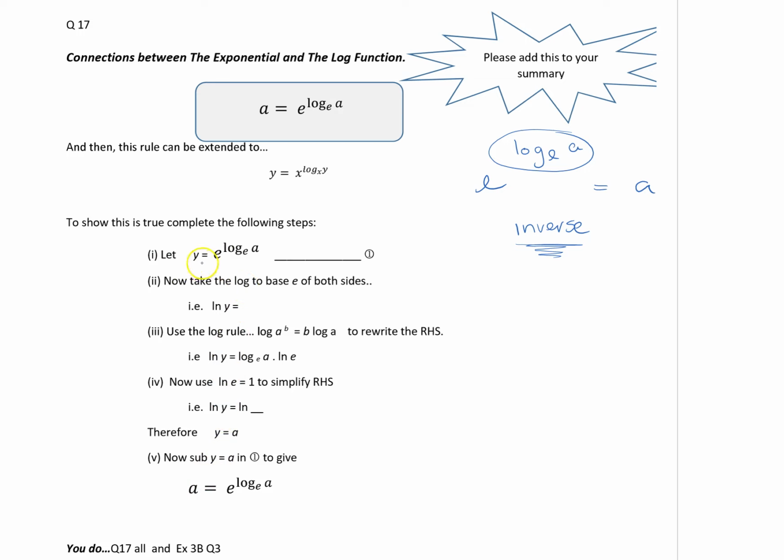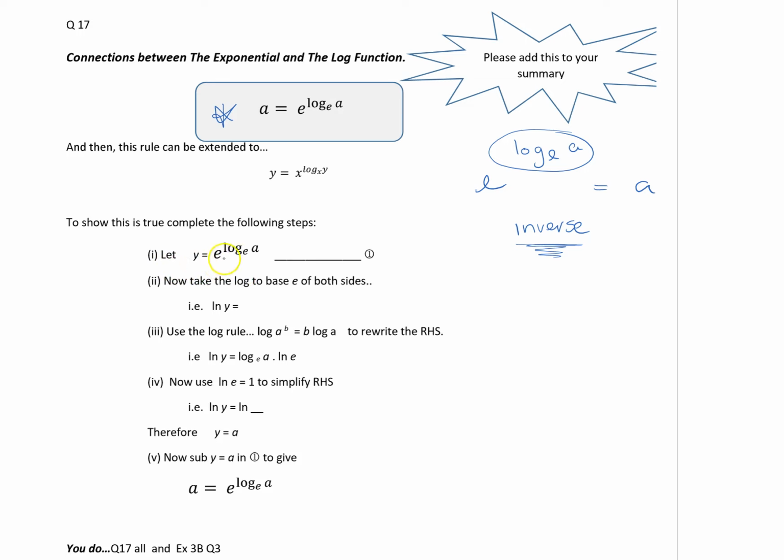So if we start off with y is equal to e to the log of a to base e. You can see that we've got the right-hand side, e to the log of a to base e. However, we're not saying at this stage that it's equal to A, we're saying it's equal to y. Now, in a proof, you would be trying to show that y is actually A. That's what we're going to work towards, showing that y and A are the same. And if we can make the statement that y is equal to A, then of course we can write this property. Okay, so let's get started.